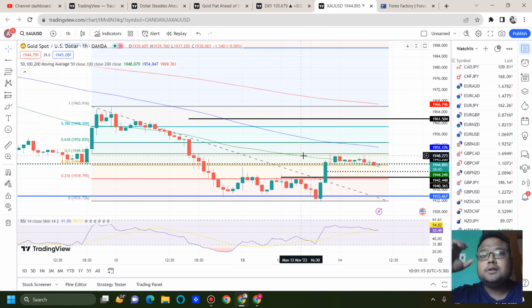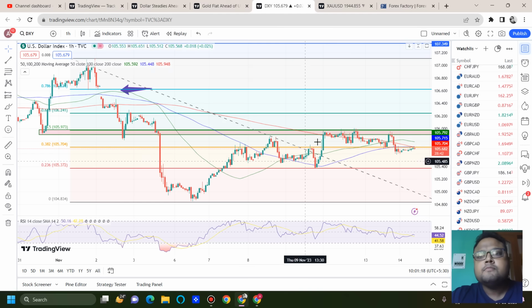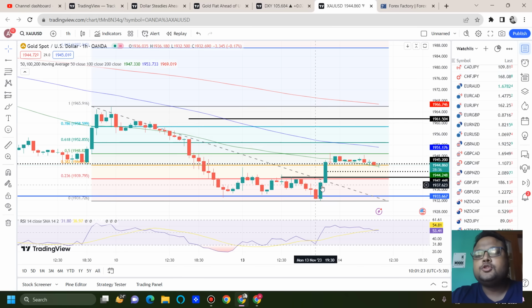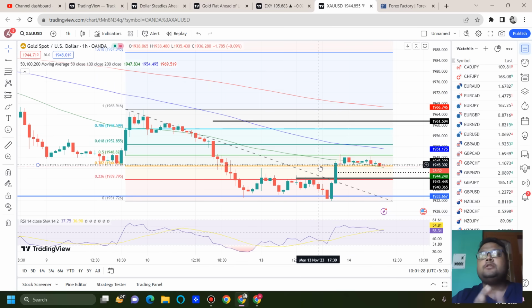When the dollar showed correction, when the dollar showed selling yesterday, gold also showed a good amount of buying power. As a result, 1945 did not work. And if you remember correctly, I told you guys that 1945 is a weak level, so you need to be careful and volatility will be important. So 1945 failed because the volatility was high. But yes, our level of 1950 worked.